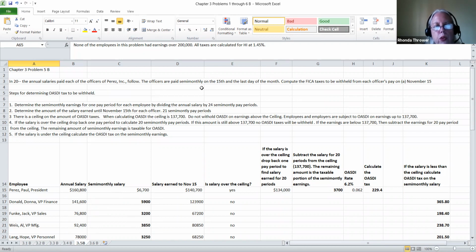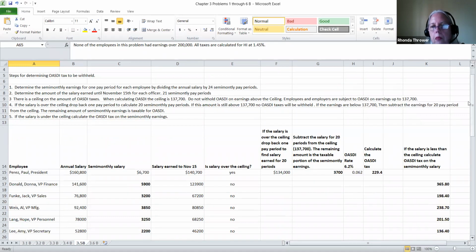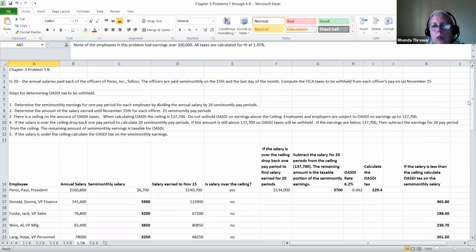The officers are going to be paid semi-monthly on the 15th day and the last day of the month. They want you to compute the FICA taxes to be withheld from each officer's pay on November the 15th.